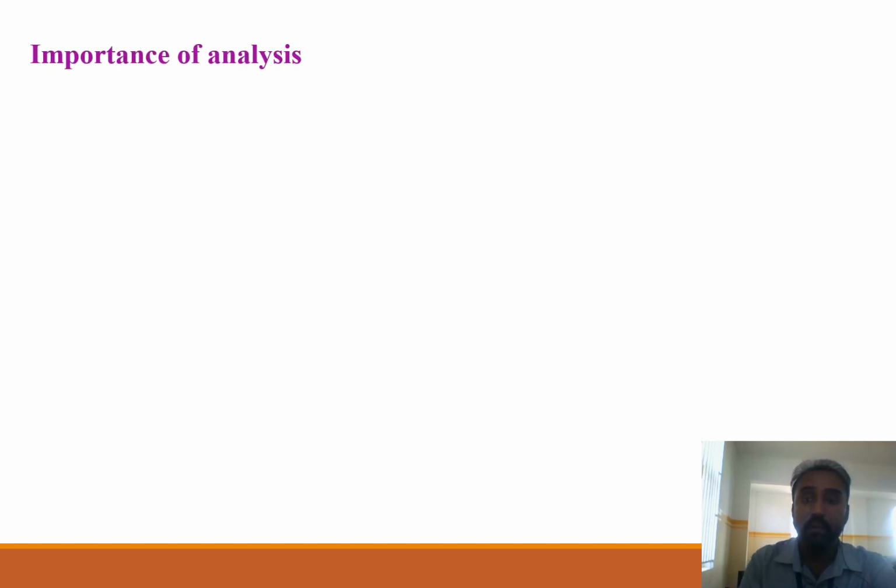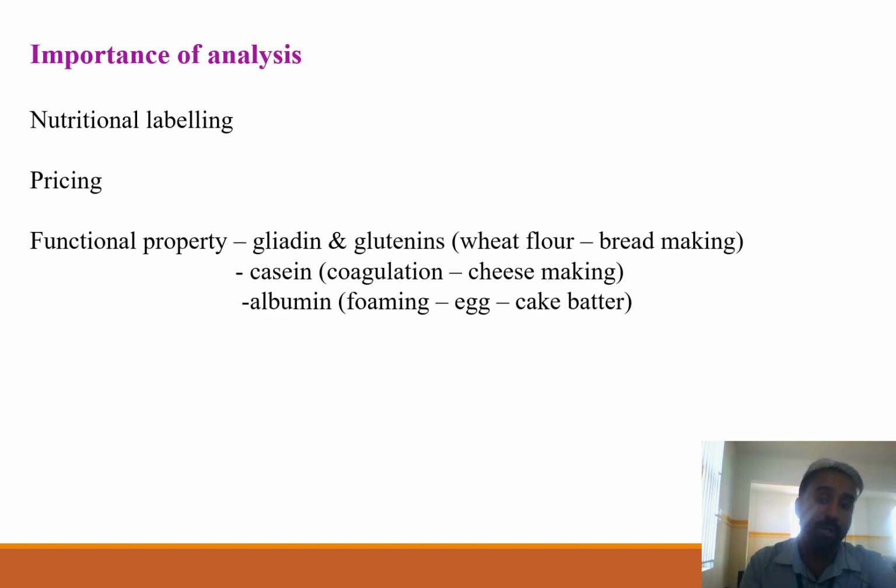Okay, so next is the importance of analysis. The primary objective of the analysis is the nutritional information, the background information for the product we are providing. Definitely we need to know the protein content present in the sample, so for that, analysis is very essential. Next is pricing. Based on the protein content, the price also will vary. One of the most popular MNCs sells proteins which are highly priced in the market.